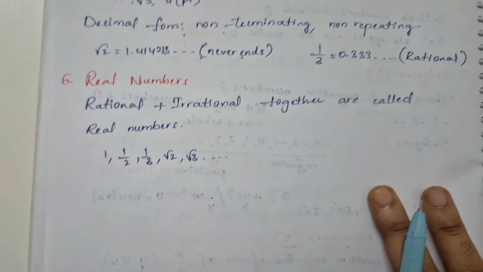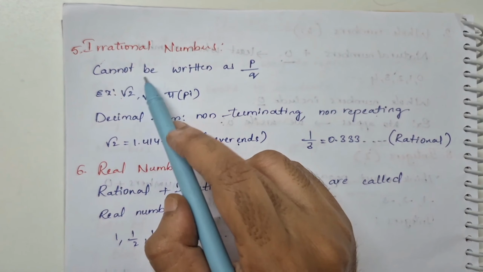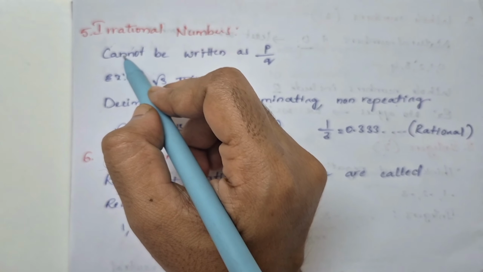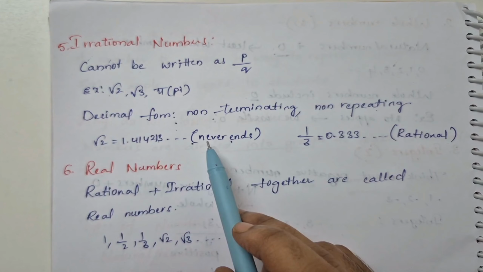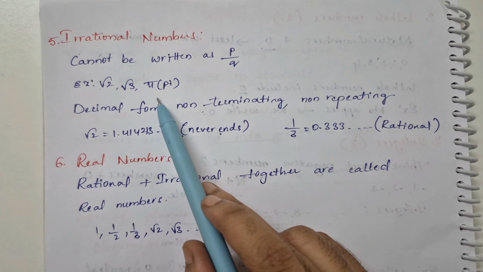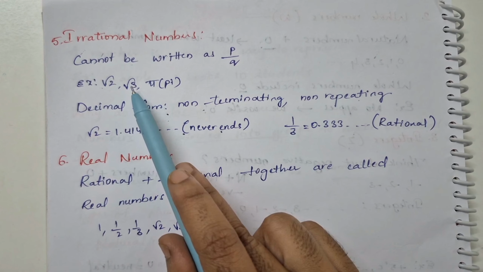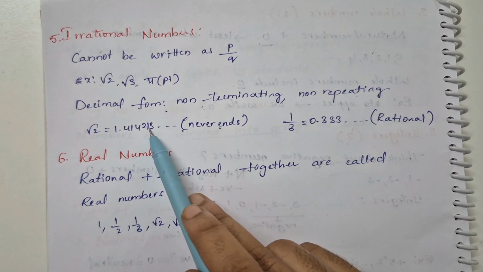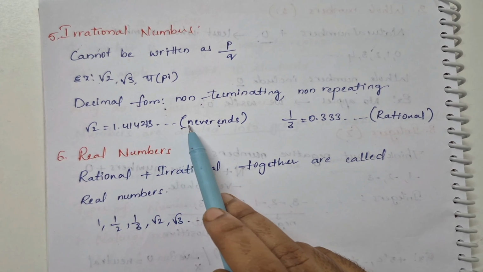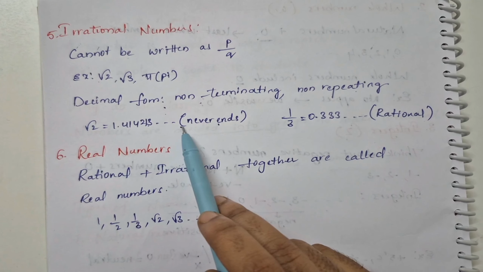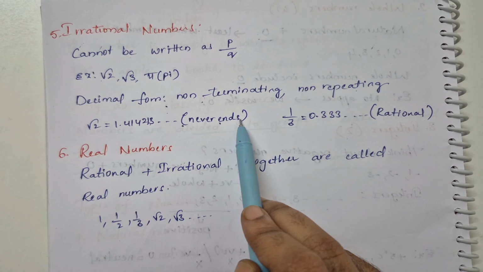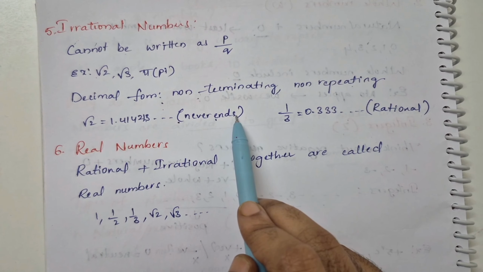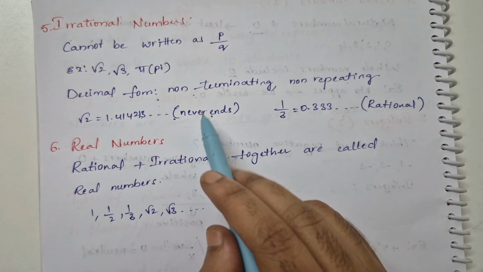Next, irrational numbers. So numbers that cannot be written in the form of p by q are called irrational numbers. There are some examples here. Root 2. So what is the value of root 2 in decimal form? 1.414213. Here if you observe the decimal form, it is not ending, it never ends. And here it is not following any certain pattern.